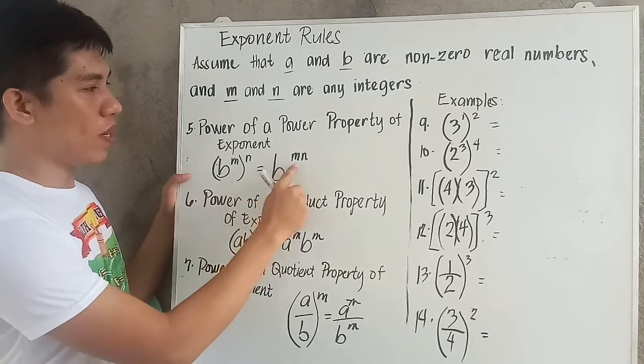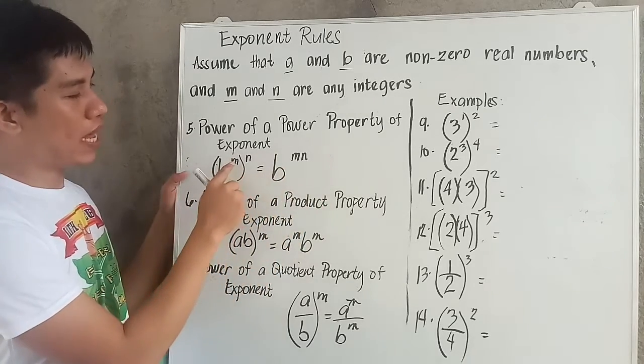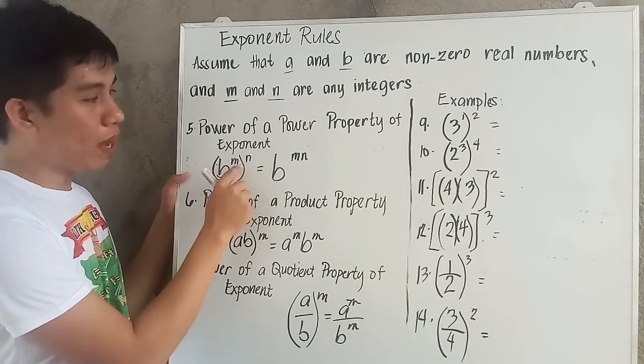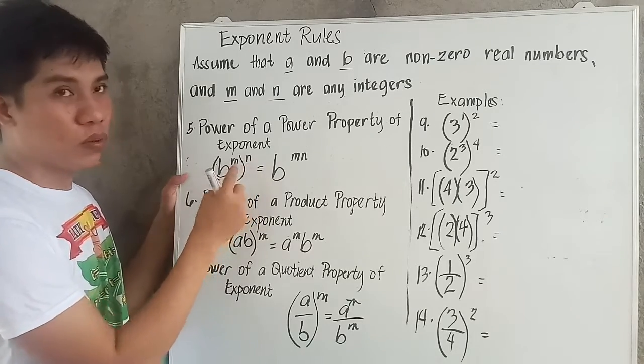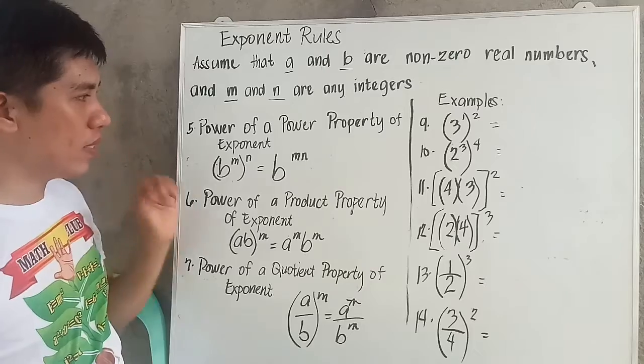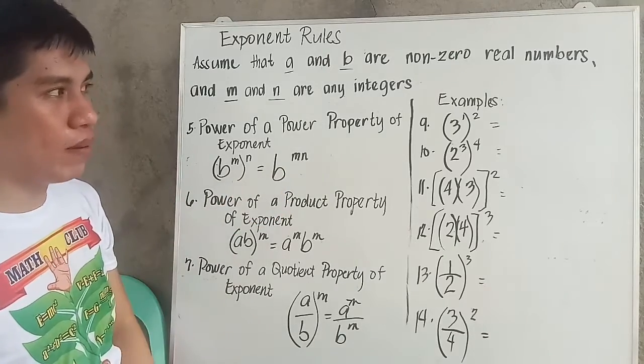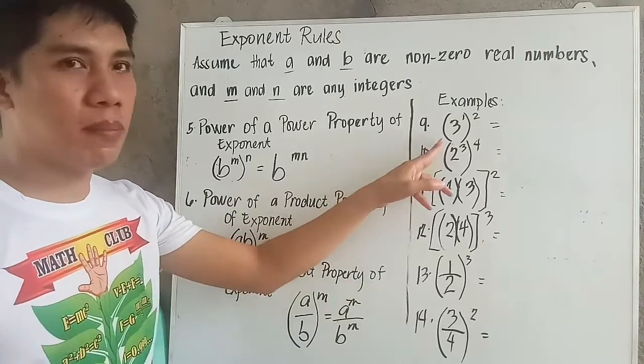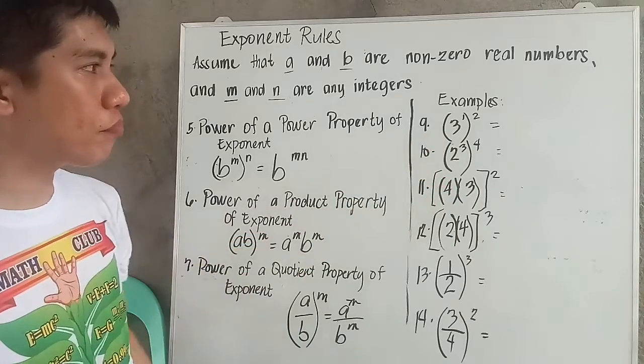B raised to the power of m and n. We multiply the powers, the exponents. So in that case, we have b raised to the power of m times n. So corresponding examples here, number 9 and 10.